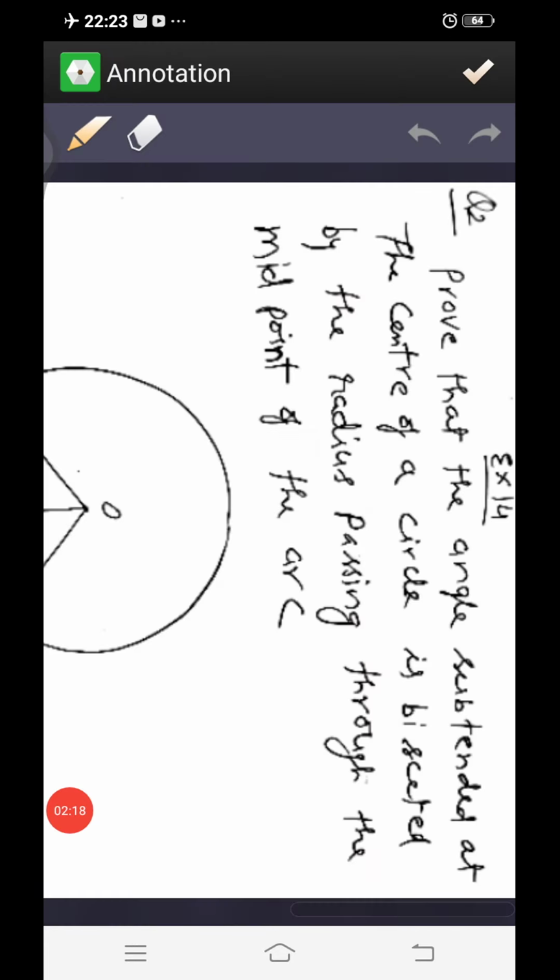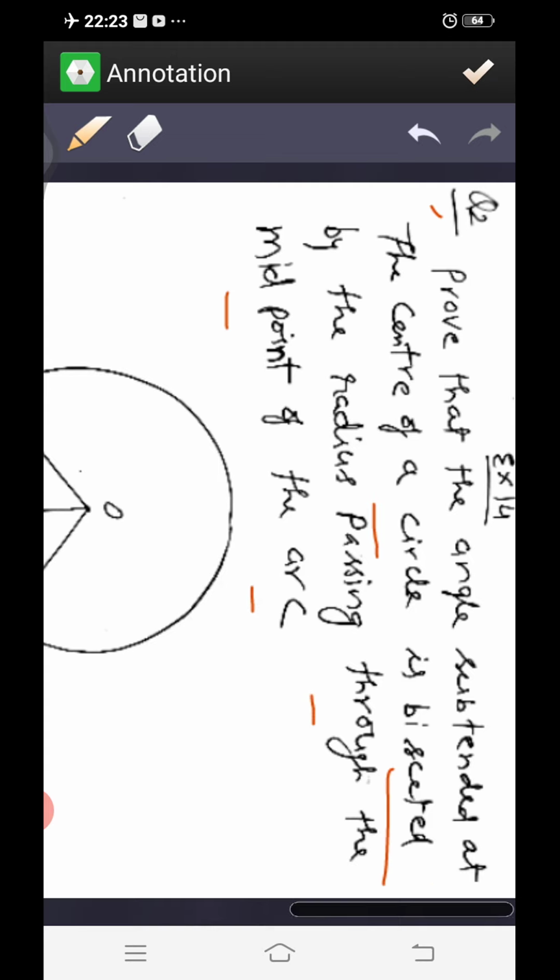Let us start exercise 14. Question number 2. Prove that the angle subtended at the center of a circle is bisected by the radius passing through the midpoint of the arc.